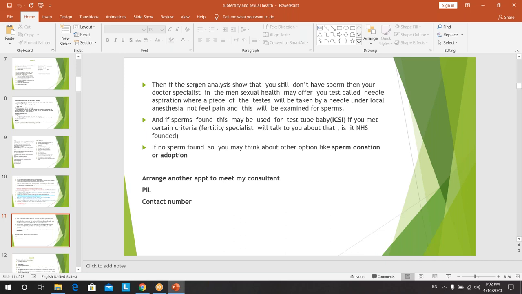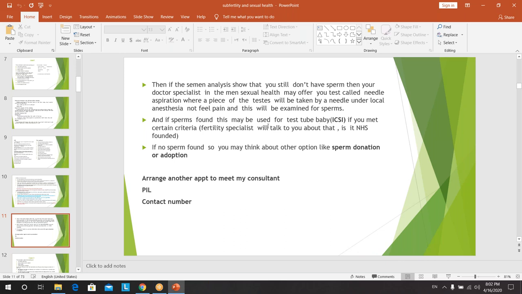Then, if the semen analysis shows that you still don't have sperm, then your doctor specialized in men's sexual health may offer you a test called needle aspiration. A sample of the testis will be taken by a needle under local anesthesia. You have to mention that, Dr. Soha, without me asking. This test will be under anesthesia, so as not to feel any pain. This will be patient safety. And this will be examined for sperm. If you find sperm, we can use this for test tube baby.